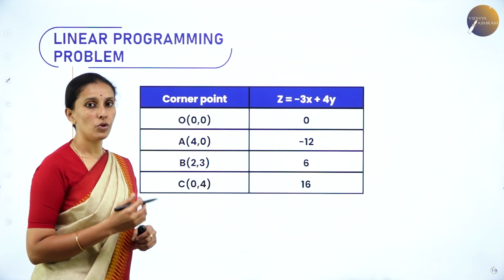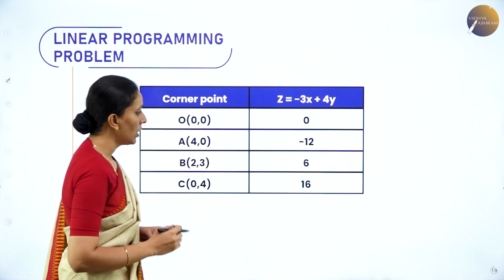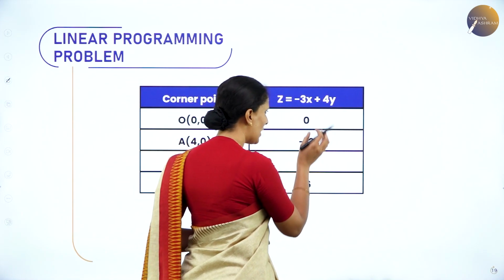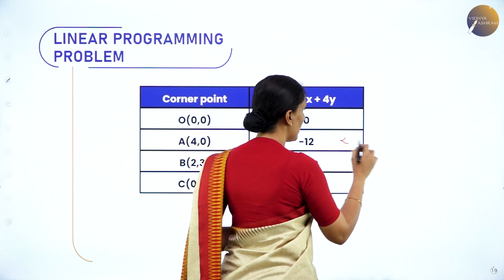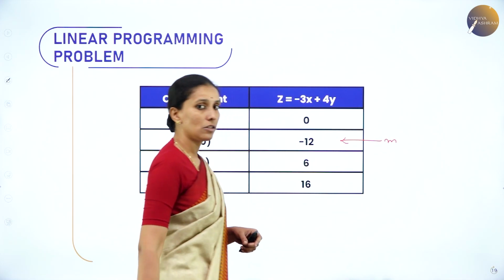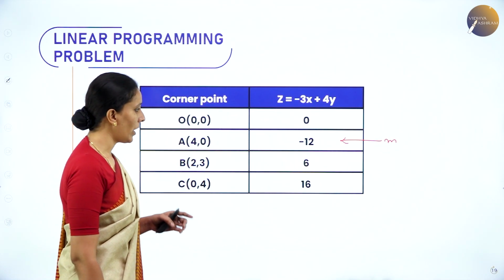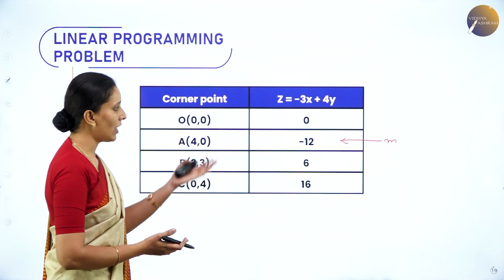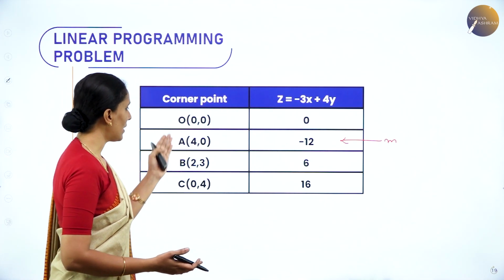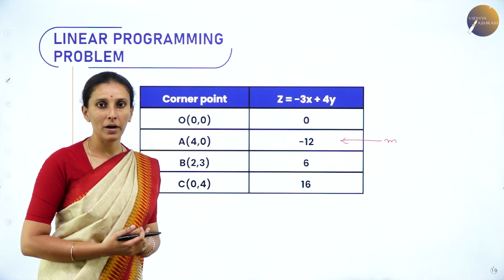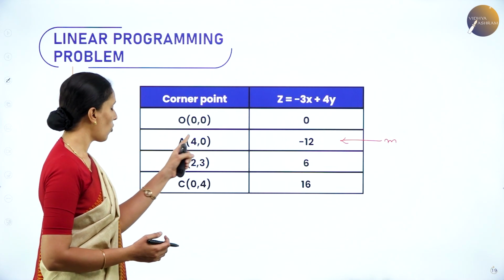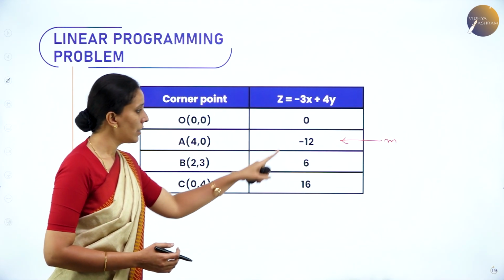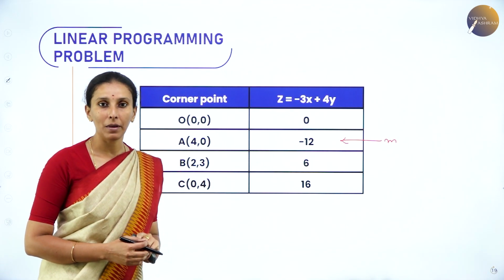Now, my question was to find the minimum value of Z. Clearly we can see minus 12 is less than 0, so obviously this will act as the minimum value. Hence, how will we conclude this statement? We conclude: thus, the minimum value of Z is minus 12 at the point A(4, 0). So A(4, 0) is the optimal solution and minus 12 is the optimal value.